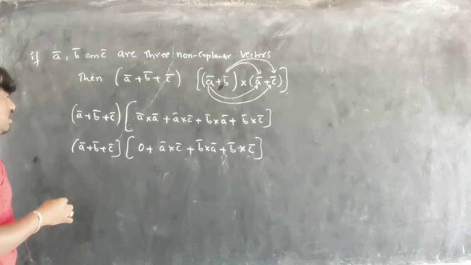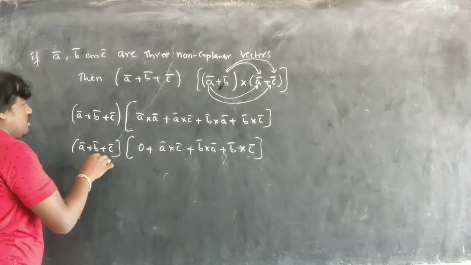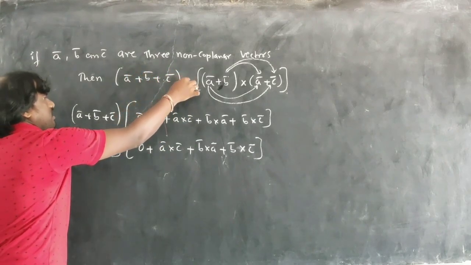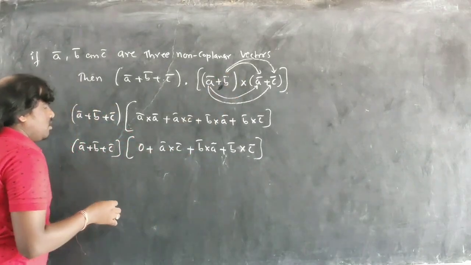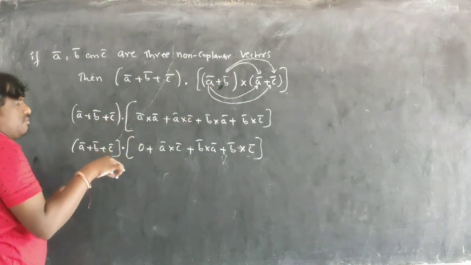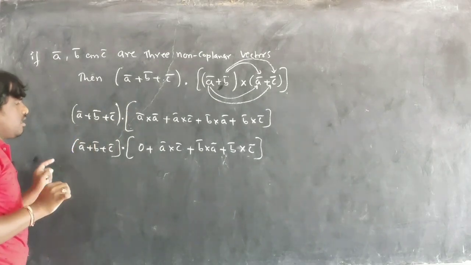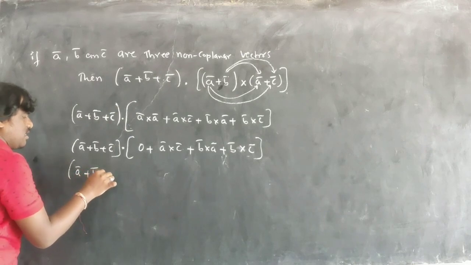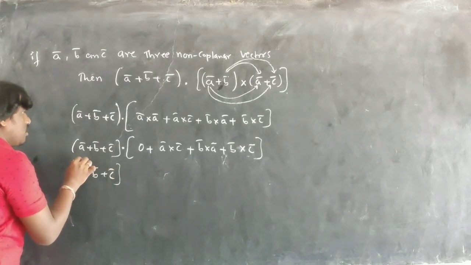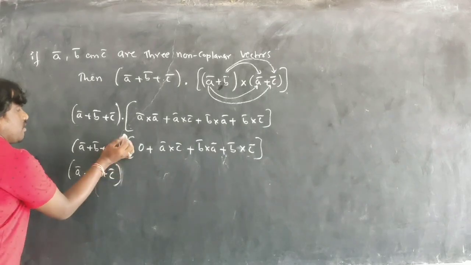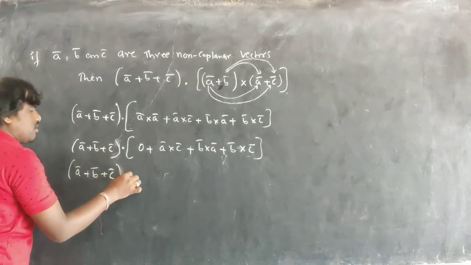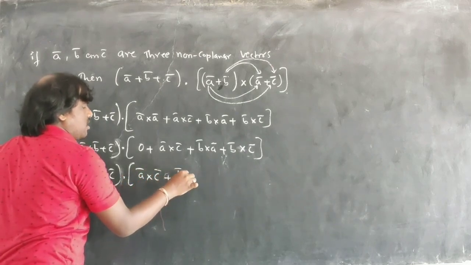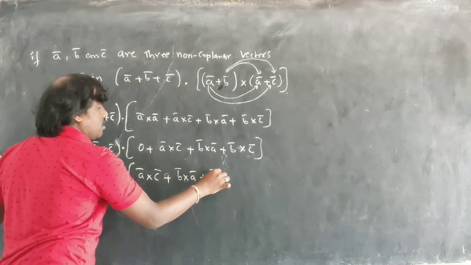Now what I have to do here is a dot. There will be no multiplication symbol, it is a dot. So A vector plus B vector plus C vector, in a bracket, dotted with A cross C plus B cross A plus B cross C.